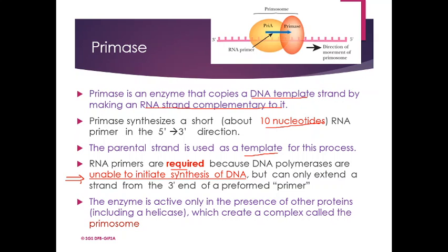So the RNA primer is required because DNA polymerase is not able to initiate the synthesis of DNA on its own, but can only extend a strand from the 3' end of a preformed primer. The enzyme is active only in the presence of other enzymes, that is helicase, and it creates a complex called the primosome complex. So it keeps track, or checks, that this is used only during the process of DNA synthesis.